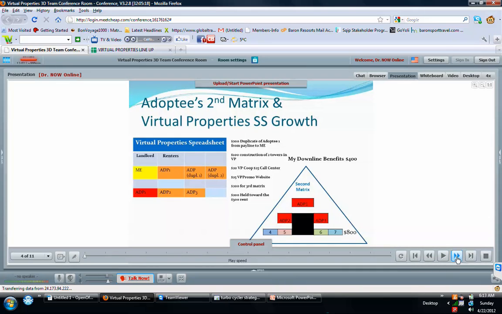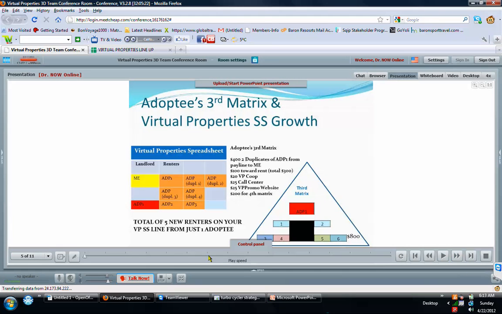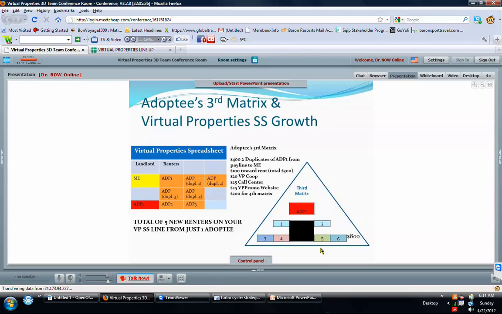So let's go to the next slide now. Here is the third matrix of your adoptee number 1, the one that you brought in. We're still talking about the same person, your first one. And all this growth is now generated by this first adoptee of yours. Now in his third matrix, he has again $800 below him.